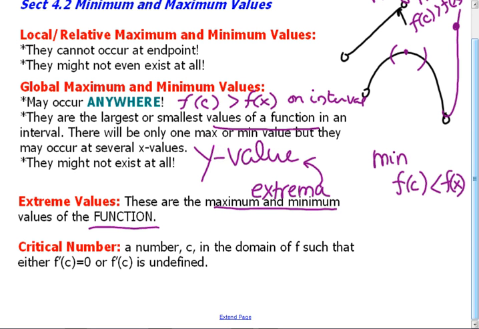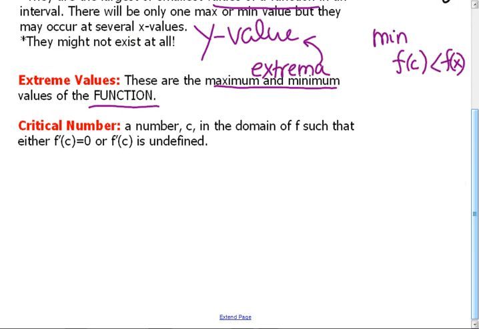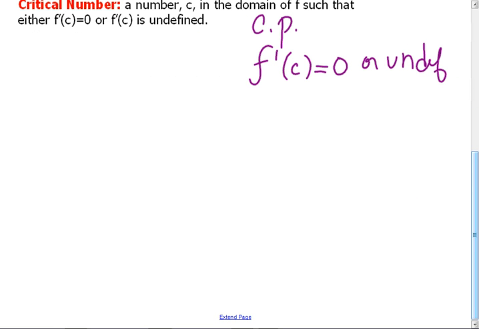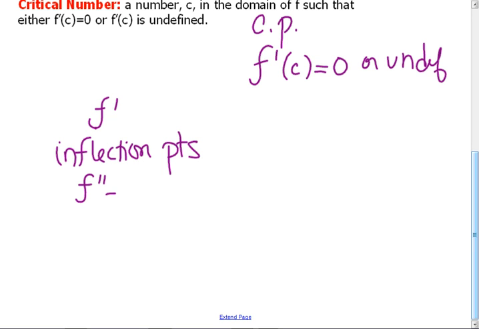Critical numbers are towards the bottom. We'll do the extreme values now. But if I go down here, the critical points, I call them CPs. That's when your derivative at that value is 0 or undefined. And you can have critical points for the first derivative. So if you have f prime and you want to find inflection points, remember inflection points? That's where the concavity changes. That's the second derivative, the derivative of this. So it's where f double prime is 0 or undefined.